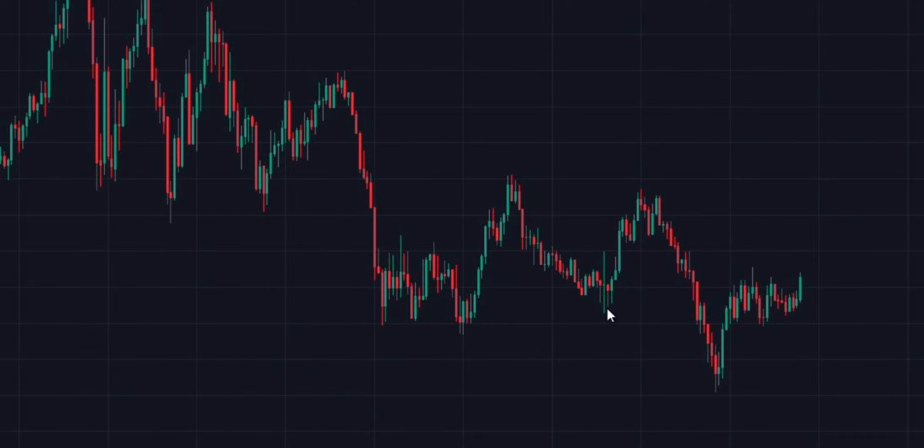And now let's have a look at a live chart and see how we can apply these principles to help you identify these opportunities and take advantage of them. So we're going to break down this chart. It's a EURUSD chart.